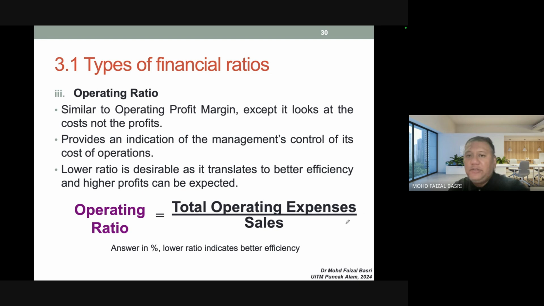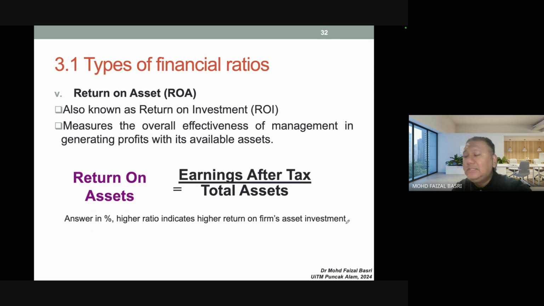Okay, so that's the 4 ratios, 3 margins, 1 operating ratio that use expenses, and the 5th and 6th kita gunakan the returns. Okay, so return ni sama dengan net profit. We use earnings after tax. Okay, remember earning after tax, either they use earning after tax, EAT, they might use net income, they might use net profit. So sama je. Okay, mana-mana antara 3 tu lah. Okay, so ROA, also known as ROI, return on investment. Okay, and it measures the overall effectiveness of the management in generating profits using the assets.